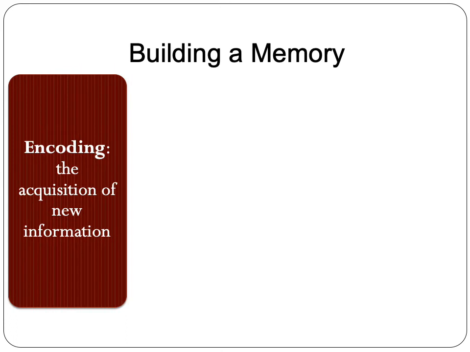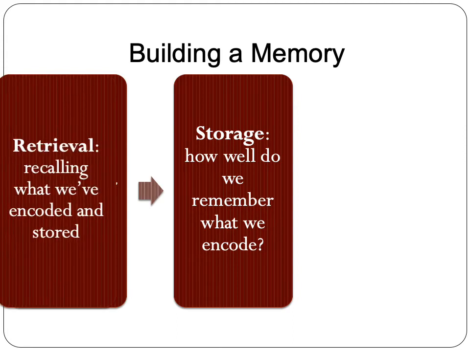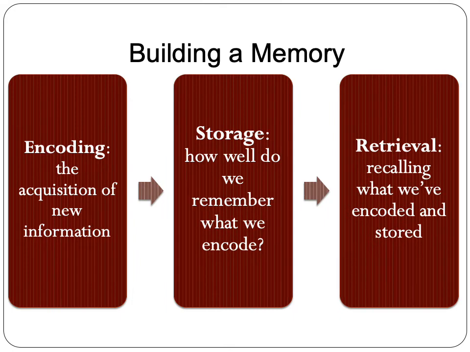First is encoding, right? The acquisition of new information. Right now, I'm assuming none of you have heard this lecture before, so you are acquiring all sorts of new information and encoding it. Next, hopefully, in studying and watching this lecture, you are storing what you're getting also. This is how well we remember what we encode. And then later on, you are going to take an exam, and you're going to have to retrieve that memory, which is recalling what we've encoded and stored. An issue at any one of these steps can cause an issue in identification and just a memory issue in general, right?